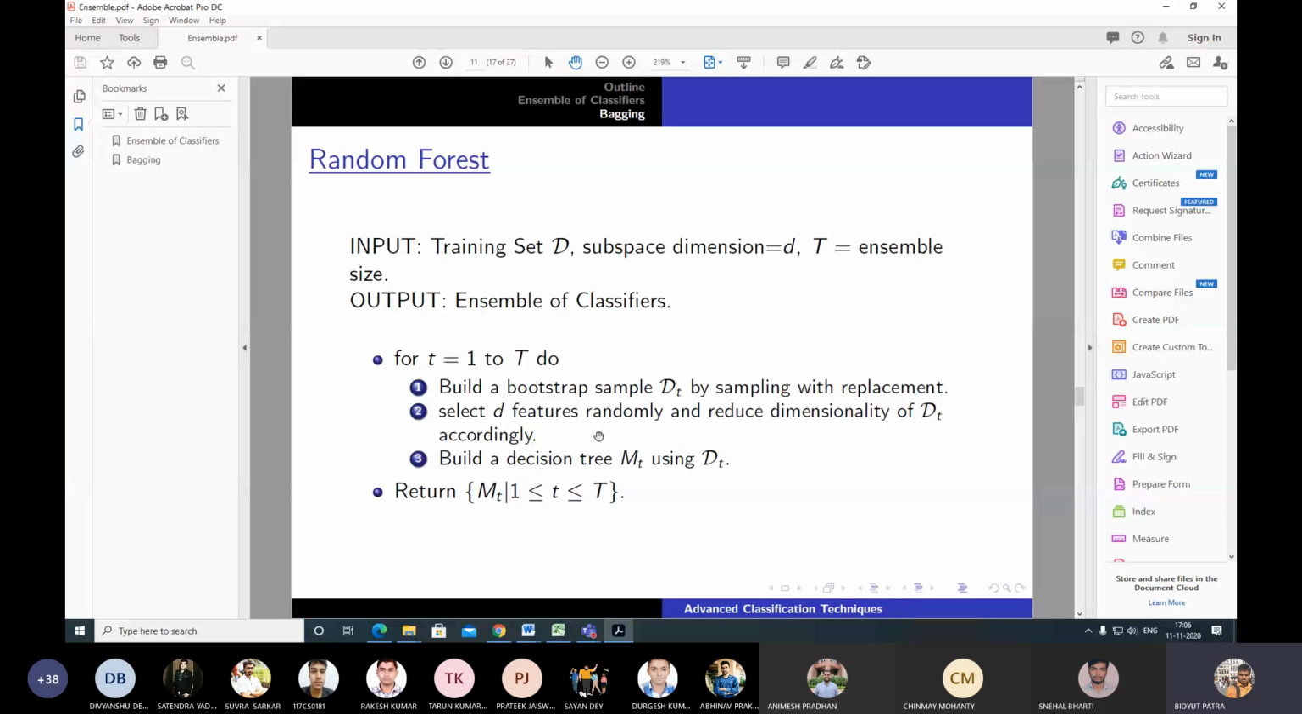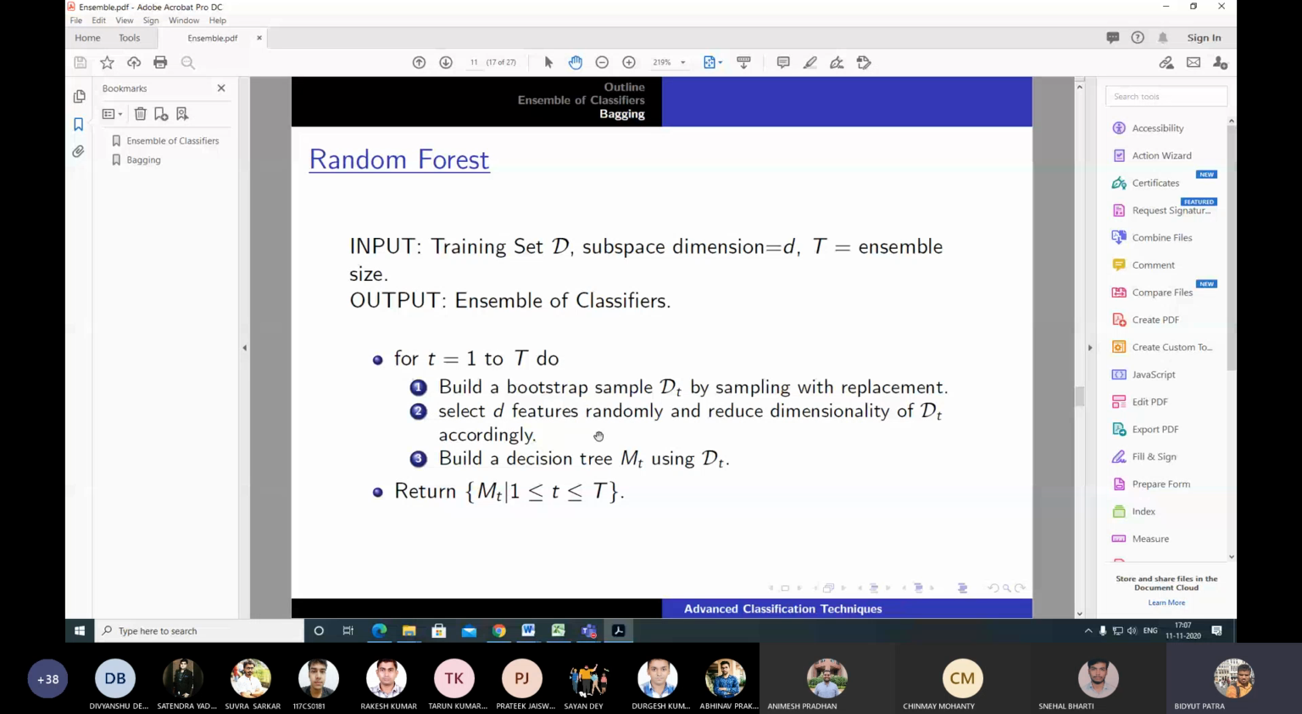Similarly, again you take a different bootstrap sample and apply another decision tree, and you pick another 5 different features for making that decision tree. You have multiple decision trees, and each decision tree is built over a subset of the features, not all the original features. And then you combine the results.